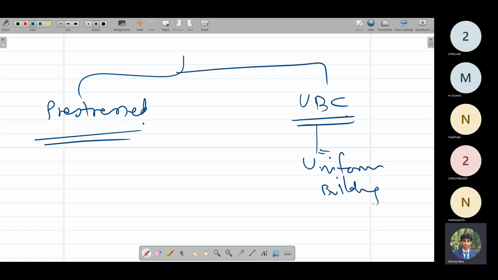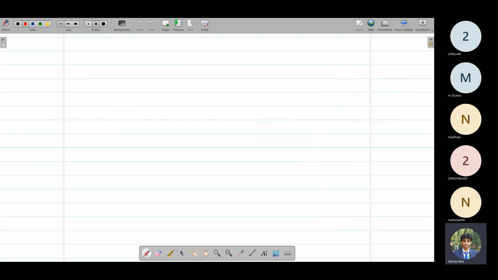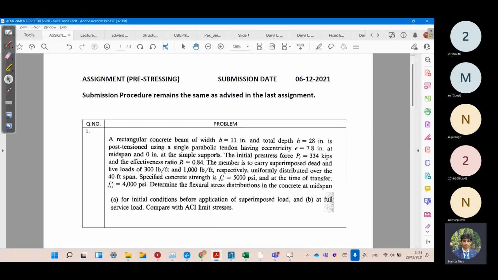So we have to check our existing building by this, whether they will be safe when an earthquake strikes or not. It is actually from 1997. It has now become IBC, International Building Code, but we are still using UBC here in Pakistan. So we are being taught this. So first of all, pre-stress.